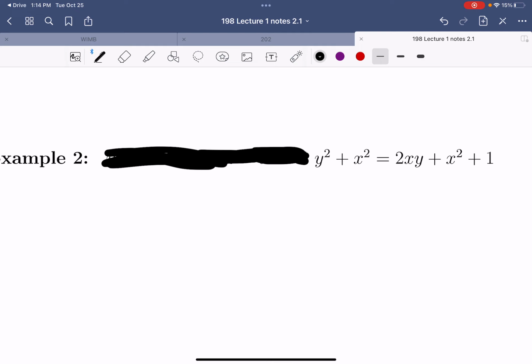So we have y squared plus x squared equals 2xy plus x squared plus 1. Now, here's some things. You can actually simplify and rearrange this ahead of time if you wanted to. Notice that there is a plus x squared on each side. If I subtracted x squared from each side, it would cancel out, because you're working with an equation. But I'm going to leave it as is, and we'll see that it's going to cancel later on.